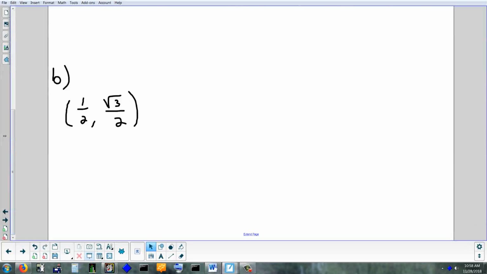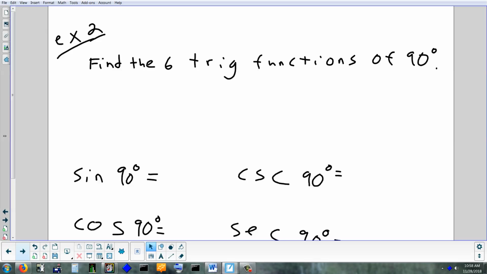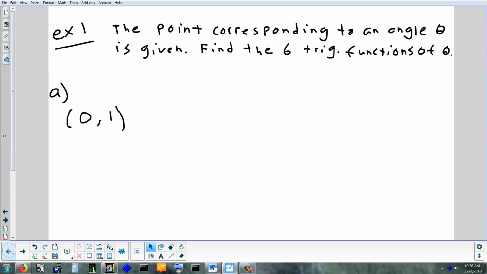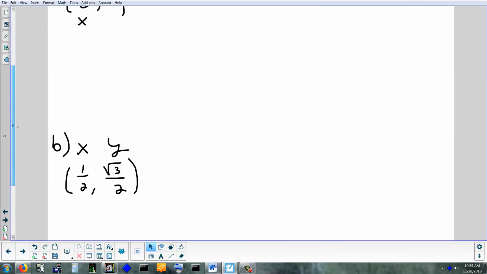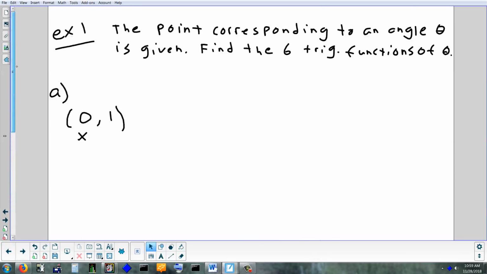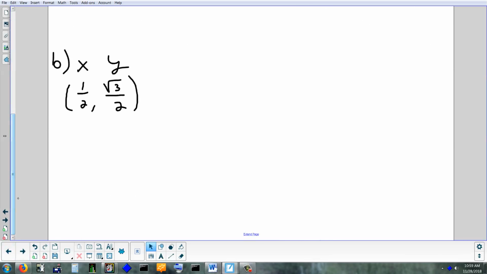All right, so they're giving you a coordinate. Remember, that's the whole goal. You've got to either be given it or you've got to find it. In the next problem, we're going to have to find it. So this is x, this is y. The directions are to find the 6 trig functions for the angle represented by this coordinate.